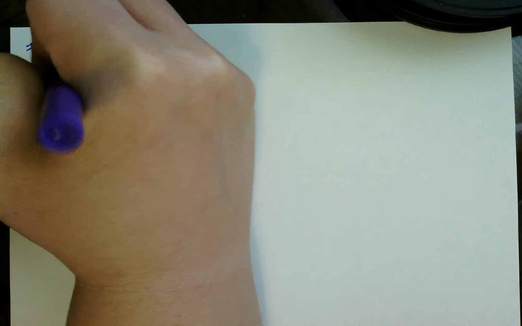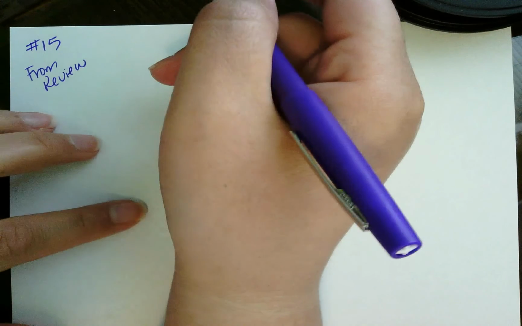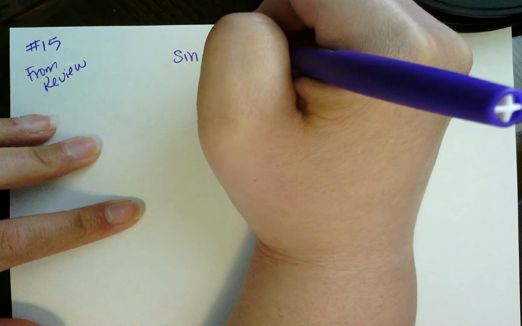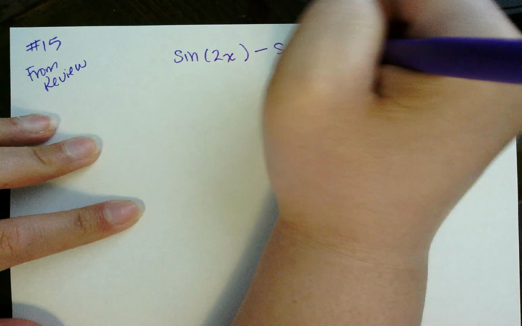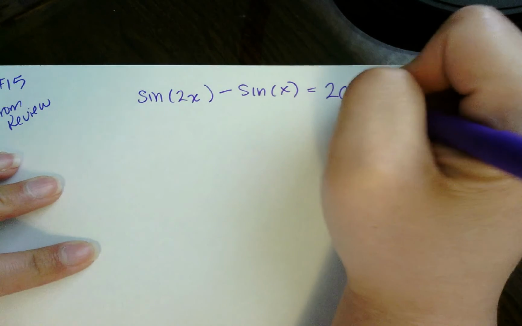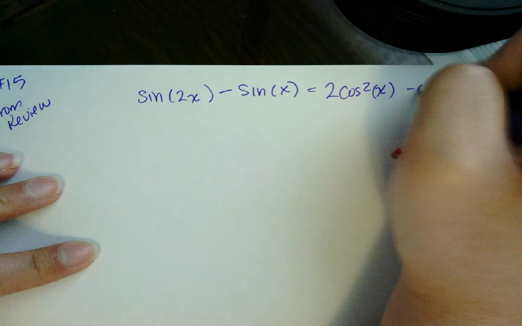Oh, 15. Find all solutions to the equation. Oh, so now this one is find all solutions. The other one was find primary. So make sure you read the directions. All solutions to the equation sine of 2x minus sine of x equals 2 cosine squared of x minus cosine of x.